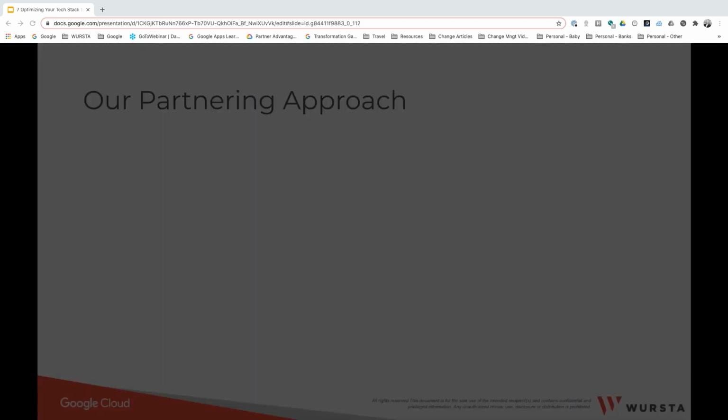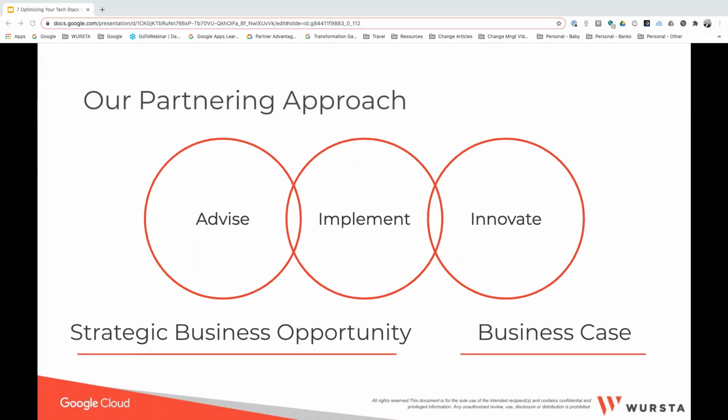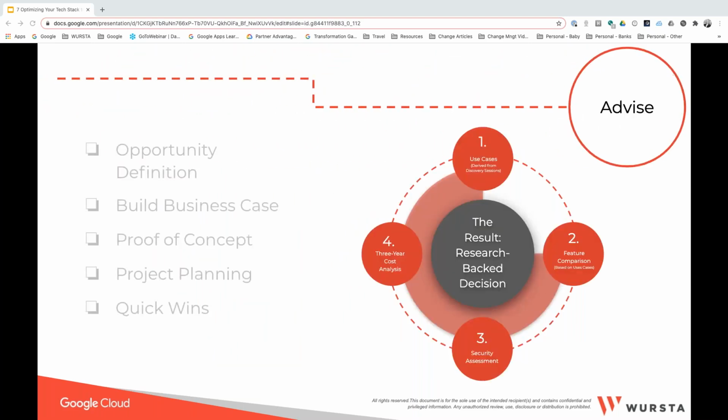So that being said, as the baseline, our collaboration design team can partner with you to provide either advisory services to help run a proof of concept, define opportunity, build business case, implementing G Suite, or helping you innovate. So let me dive in deeper to each of these.